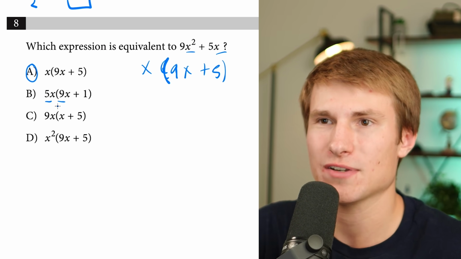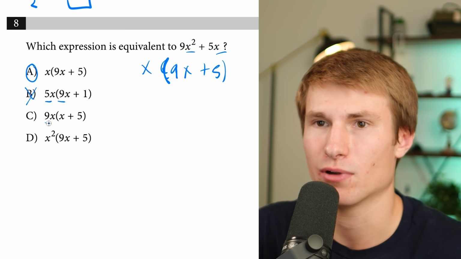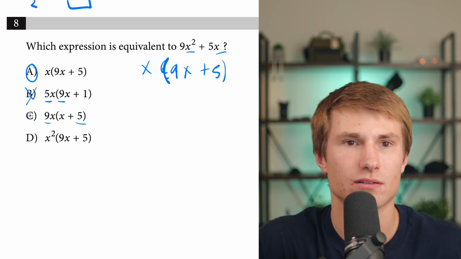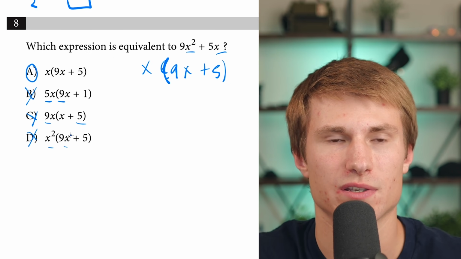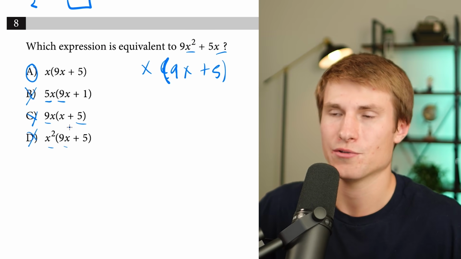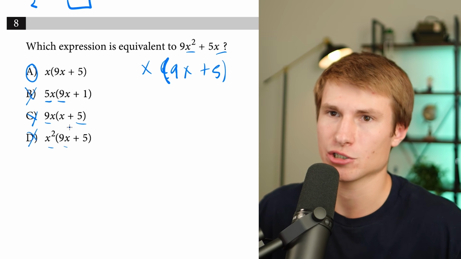Okay, obviously 5 times 9 gets us 45. That's not found anywhere. 9 times 5 again. Okay, that's not found anywhere. And then right here, we'd end up with an x cubed value. Okay, so as we can see, our answer there would have to be D. Okay, you can tell that just by factoring, but I want to go ahead and show you why B, C, and D are wrong as well.